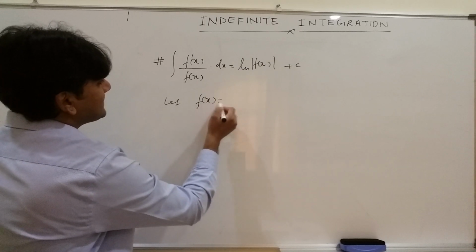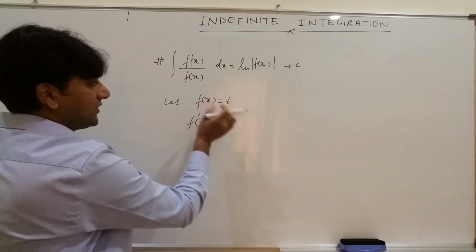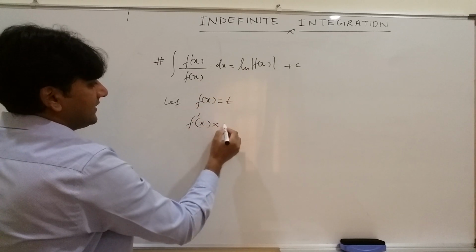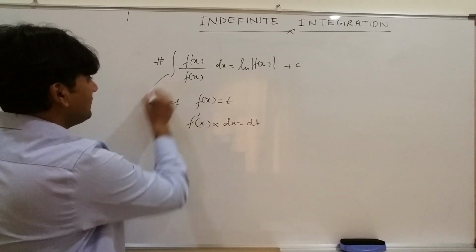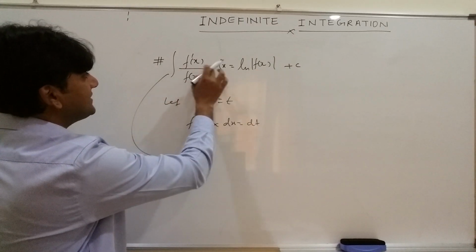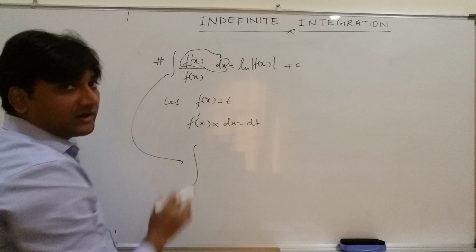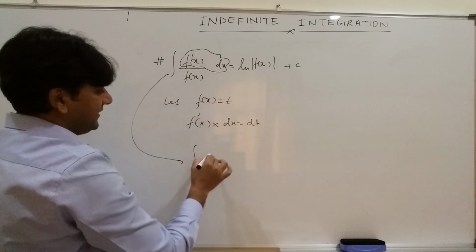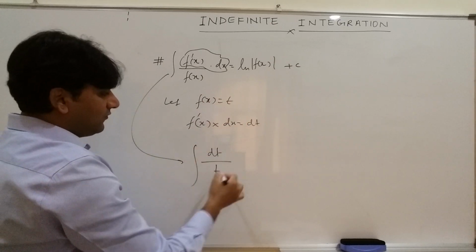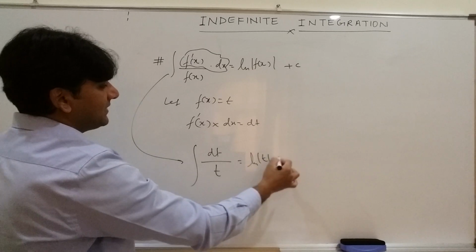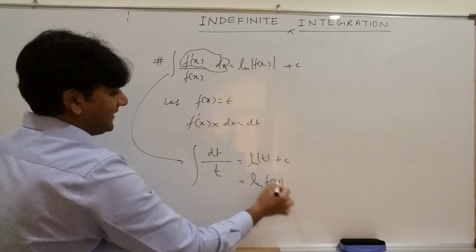Let f x be t, now differentiate. The derivative of f is f dash, and according to the chain rule, x will be dx and t will be dt. So in this question, if you combine the numerator part, f dash x times dx became dt. And f x is t, so it is 1 over t, which integrates to ln t plus c, and since t was f x, it would be ln f of x plus c.